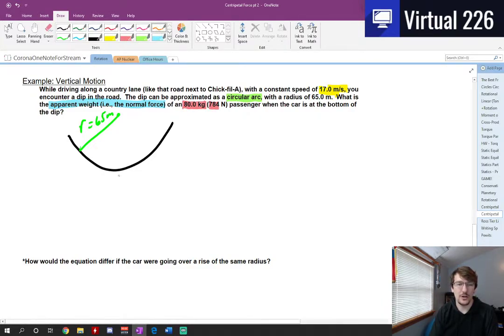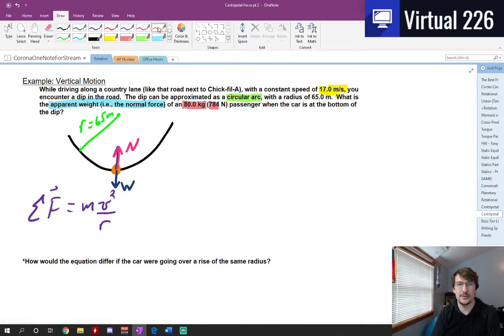So our car will be at the bottom of the dip, and we're looking for the normal force, which means we are going to use that the sum of the forces equals m, and since we're moving in a circular arc, v squared over r. If we draw our forces acting on us in the car, we have a weight acting down, and we have a normal, let's draw that in pink, acting up. Our normal going towards the center of the circle is going to be positive. The weight is going to be a negative quantity.